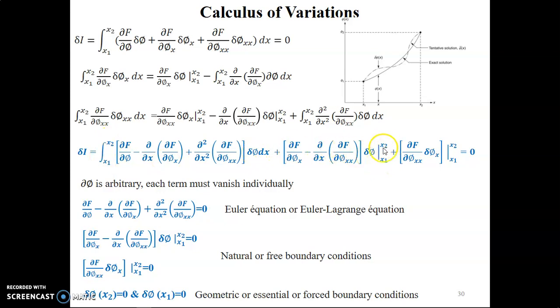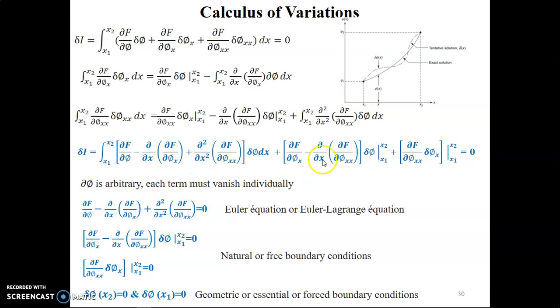The terms which are defined over x2 and x1 are clubbed into two different terms. This term will be coming directly over here, and this term will be clubbed together to define the value over x2 and x1. One term has been left over, which is the derivative of f with respect to the double derivative of the field variable. This is this term. So we will be getting delta I as this expression, and this will be minimized over the solution domain. For any arbitrary value of phi, all these terms will be vanishing individually.